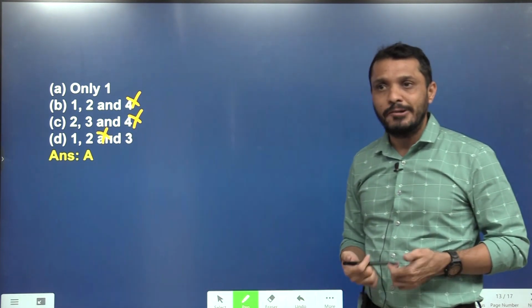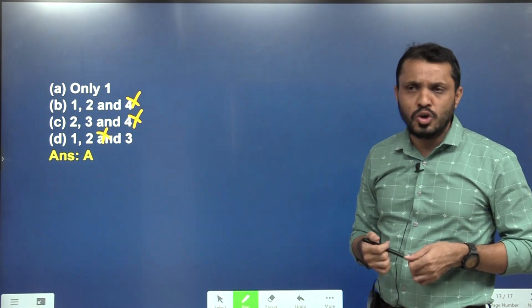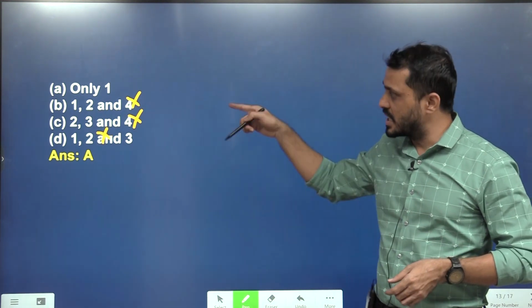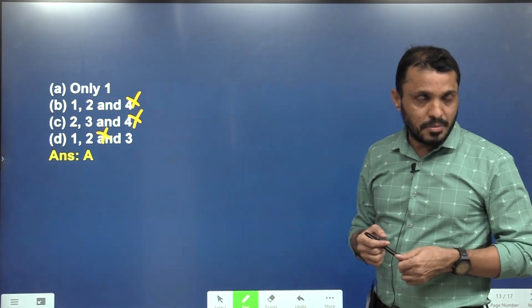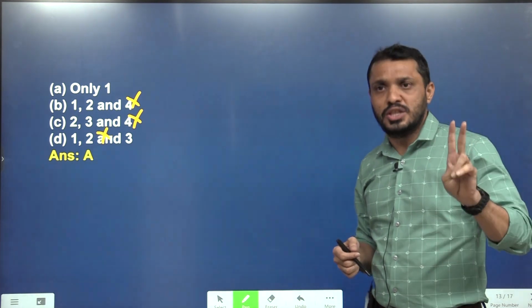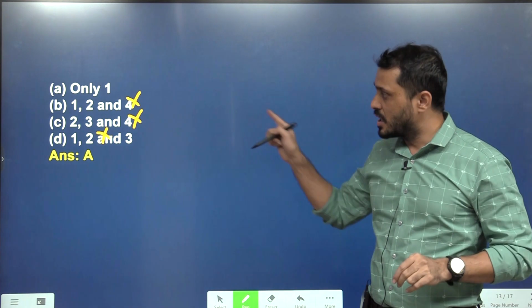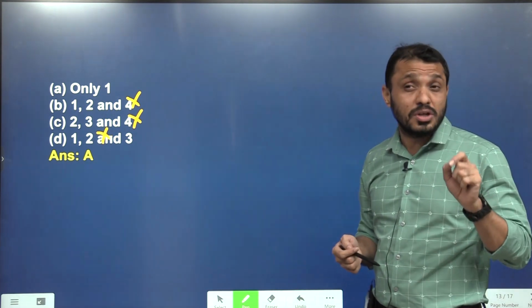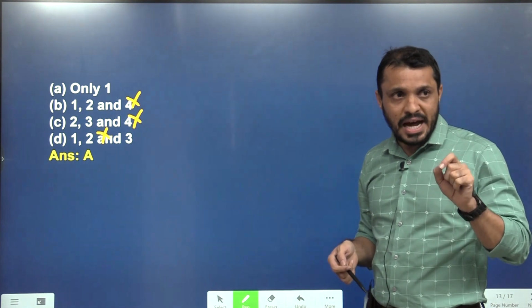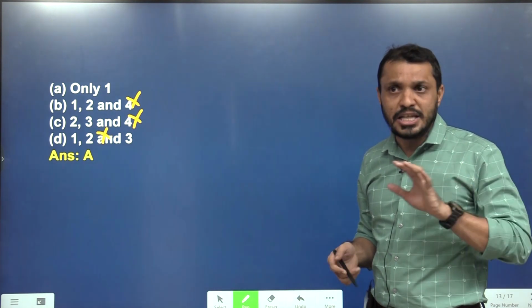Then the answer will be only 1. Even though you don't know about the rest of the statements, straight away the answer is 1. This is how elimination works. That means out of 4 statements, with knowledge of only 2 statements, we are now able to reach the right answer. So the lesson you should learn is, for prelims, 100% preparation will never be achieved.